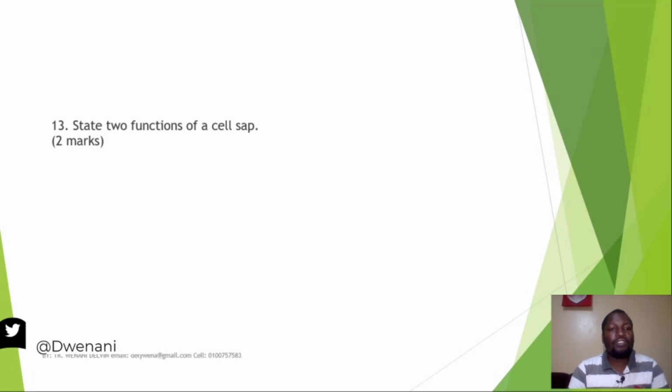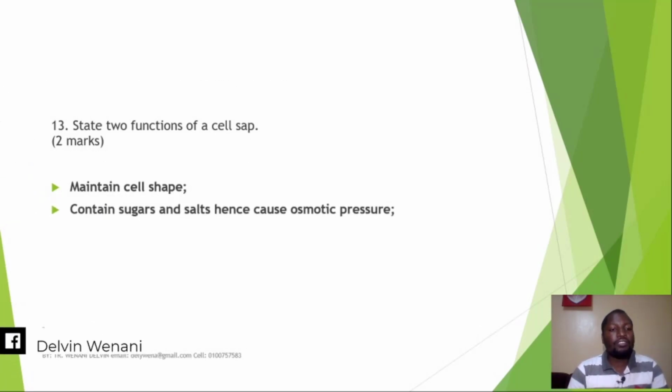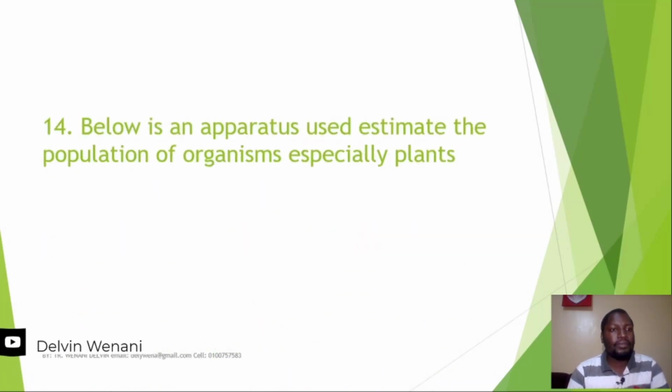Then state 2 functions of cell sap. Function number 1, it maintains the cell shape. Then function number 2, it contains sugars and salts, hence causes what we call osmotic pressure. Those are the functions of cell sap.